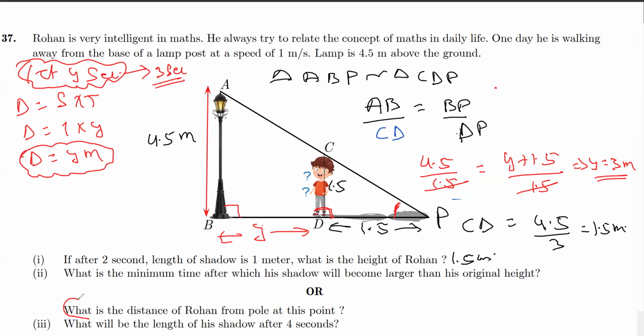Now, in the next part, what is the distance of Rohan from the pole at that point? Distance of Rohan from the pole, that means y only. So this is also 3 meters. We have one more. What will be the length of the shadow after 4 seconds? So that's a different question. So we have to erase the other information written on the board.